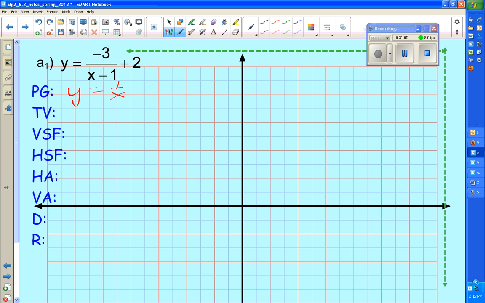Translation vector, Chase. Translation vector is 1, 2. Irene, vertical stretch. No horizontal stretch. You want to put a 1, knock yourself out. Your horizontal asymptote, Cole. If you don't say y equals 2, I'll write the y equals in for you, but I charge for that. Vertical asymptote, Nelson. x equals 1.